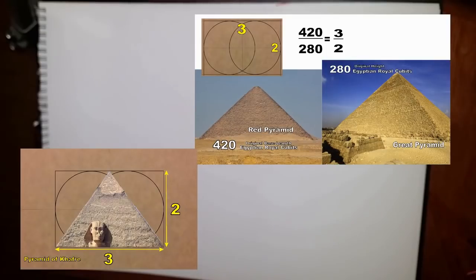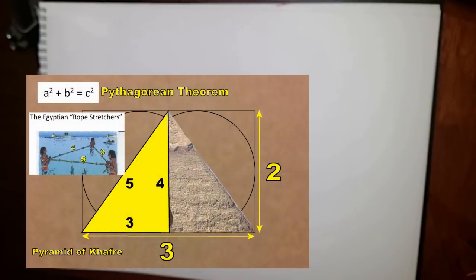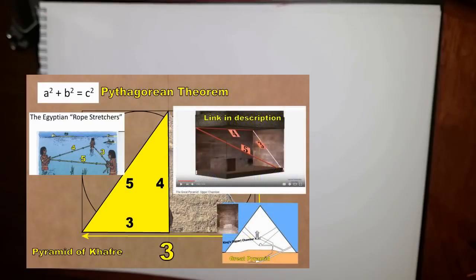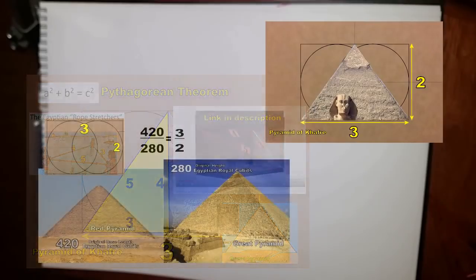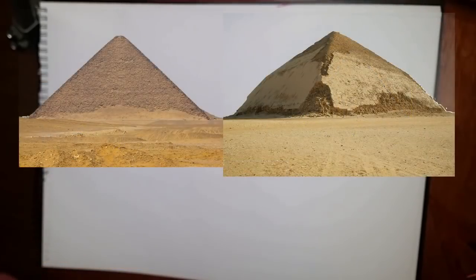through the 2:3 ratio, which also incorporates the 3-4-5 triangle of the Pythagorean theorem, a squared plus b squared equals c squared. But now we're going to do another construction, again based off the Vesica, and we'll be able to use that to once again connect the Great Pyramid to the Red Pyramid as well as to the Bent Pyramid. And as always, we'll begin with a construction line.